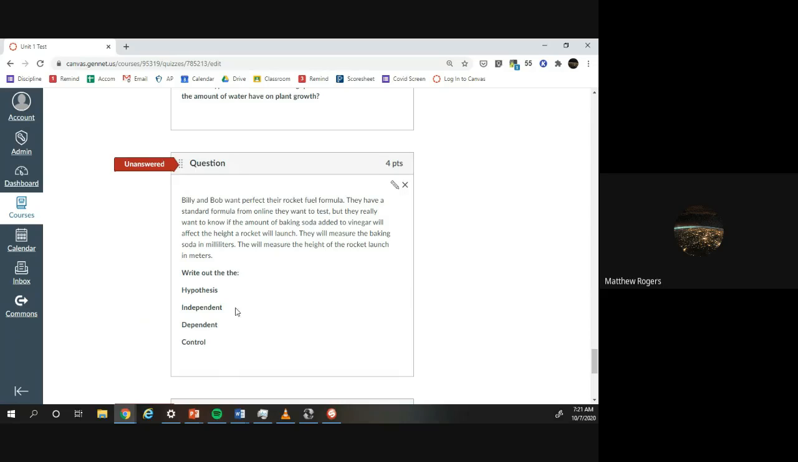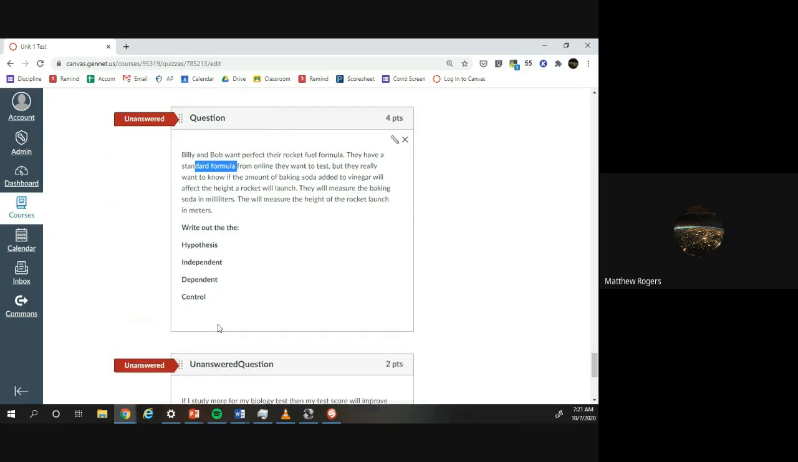You could be wrong. Independent: yeah, independent is the thing that they are changing. And so they're changing the formula of baking soda and vinegar. Dependent is how high the rocket is going. Remember, you're always measuring the dependent, and they're measuring it in meters here, how high it's going. And the control is the online standard formula. So they're going to test it against that. So that's the four there.